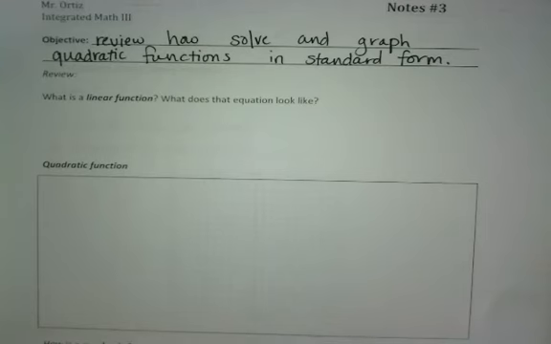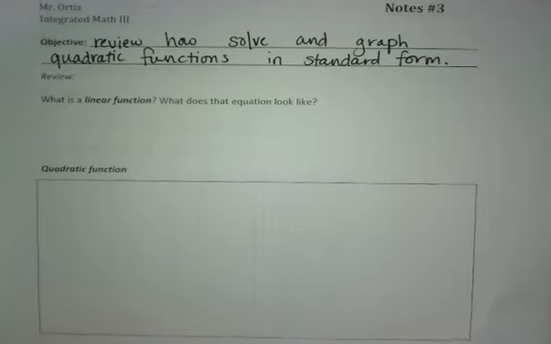Okay, whenever you guys are ready, what do you think a quadratic function is, and what do you think standard form is? I want to know what you remember.